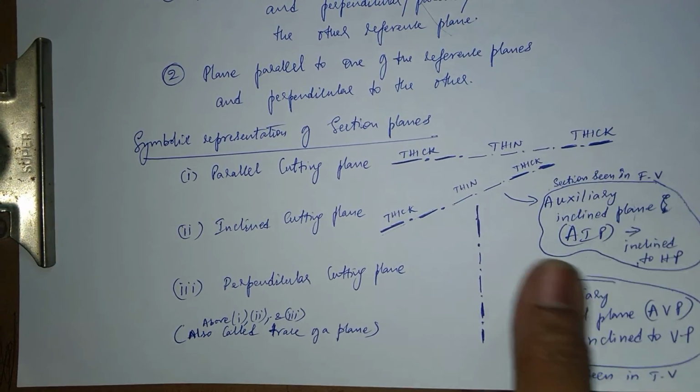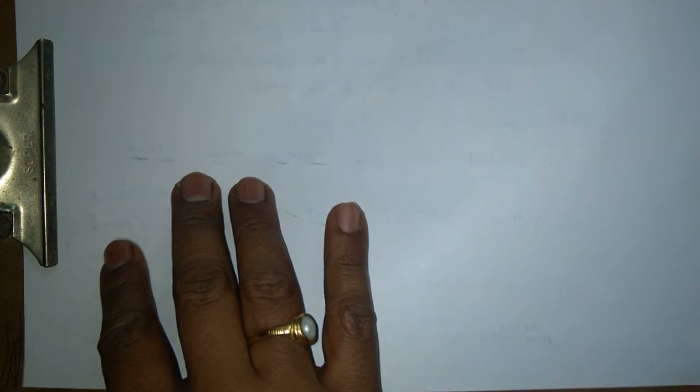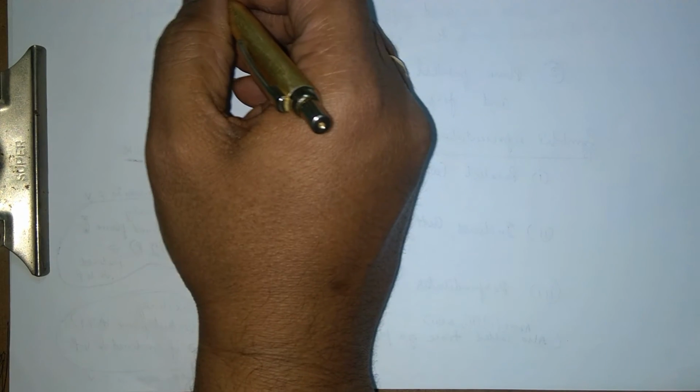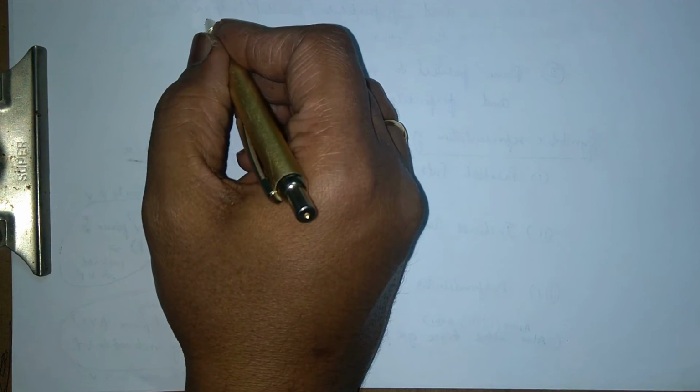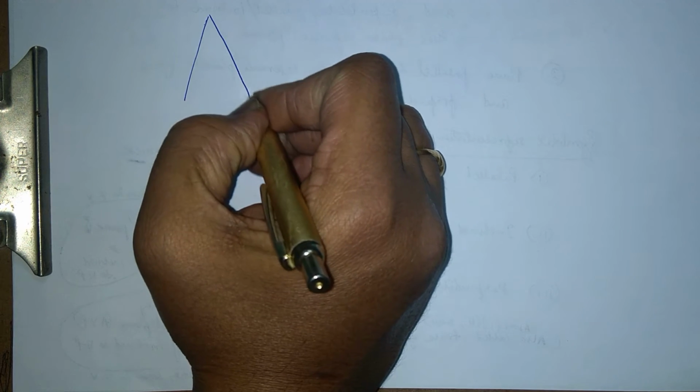We'll just move on. Before we hit the problems, I'll give you a brief description of what a section is, just so that you understand. You all might have eaten an ice cream cone, right? If you just invert the ice cream cone, this is a cone. I'm just drawing a cone here. This is my cone.